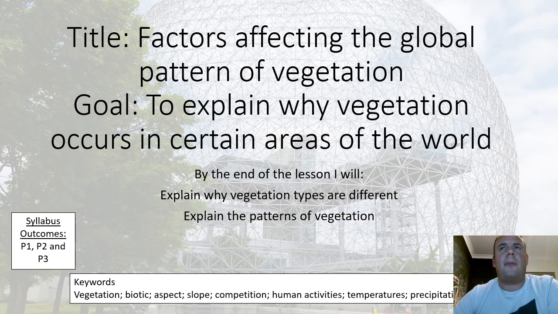This video is about factors affecting the global pattern of vegetation, and our lesson goal is to be able to explain why vegetation occurs in certain places of the world. By the end of the video, I want you to be able to explain why vegetation types are different and explain those patterns. There are four main reasons, and they're going to be categorized in each of the slides. So let's look at the first one.